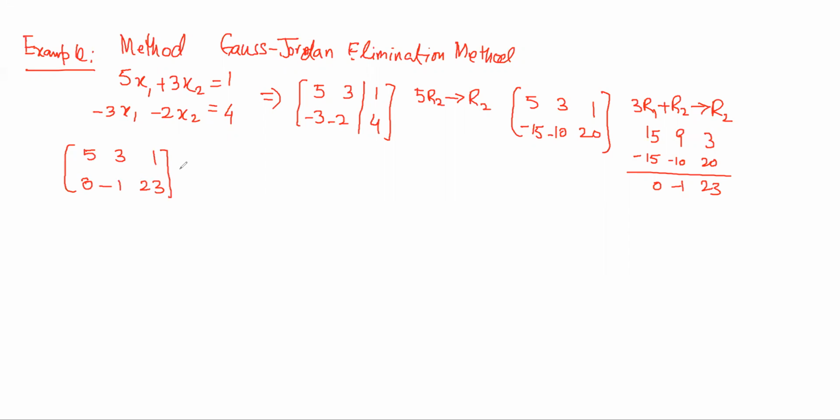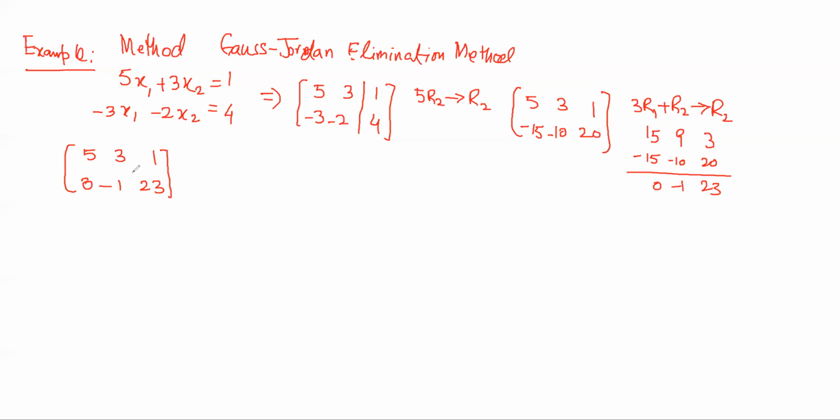But in the Gauss-Jordan elimination method, there is an additional step. That additional step is that the Gauss-Jordan elimination method says that the terms above the leading coefficient should also be 0. So this means that this method will say that this 3 should also be 0.